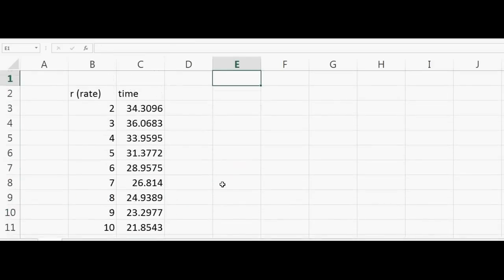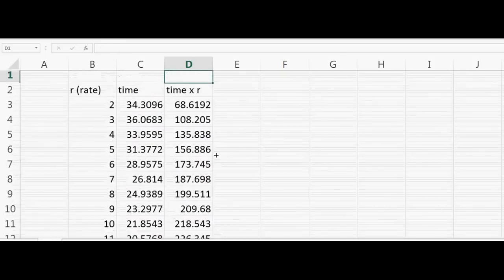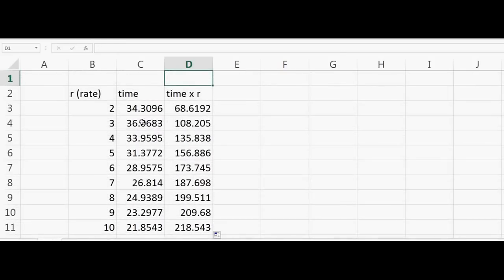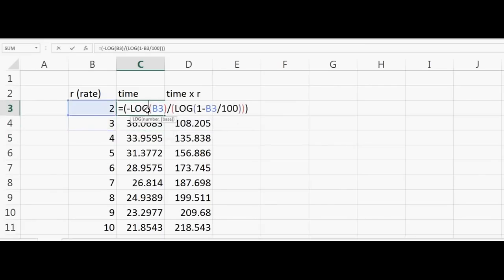So now if we calculate time into rate, that will be equal to 2 into time, so 68.6192. So this is very close to 70. If we keep doing this for all the rates, we can see something is wrong here. Okay, I did something wrong. This should not be log of rate, it's log of 2.